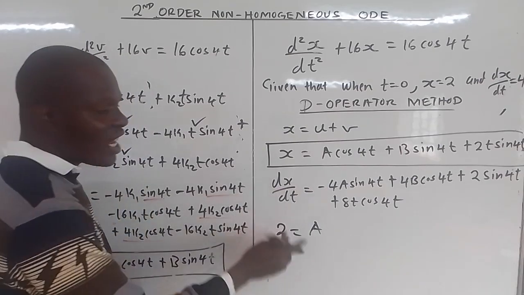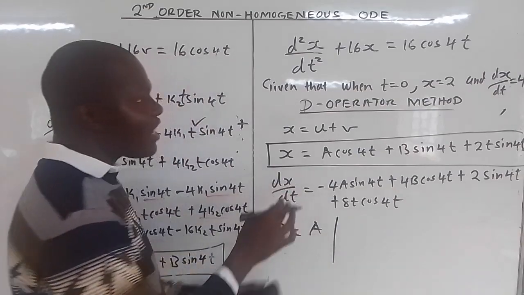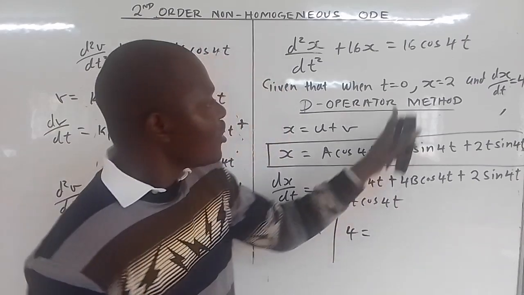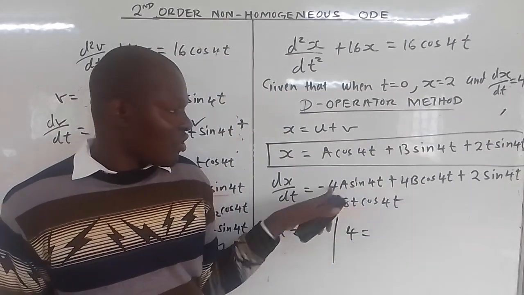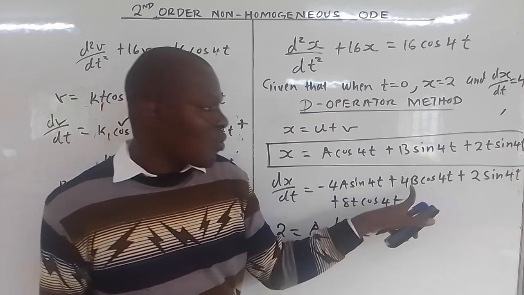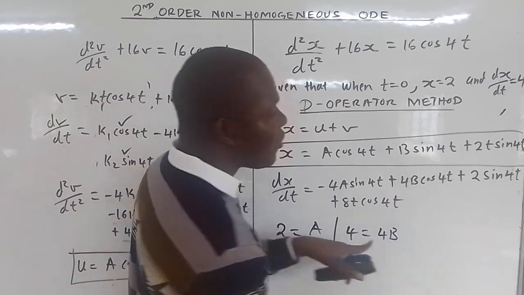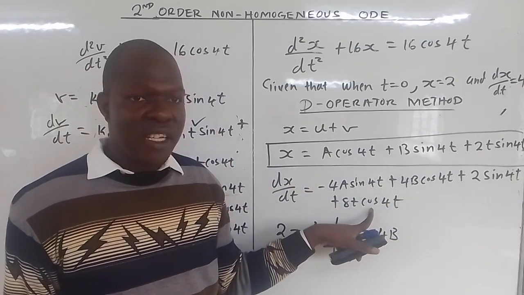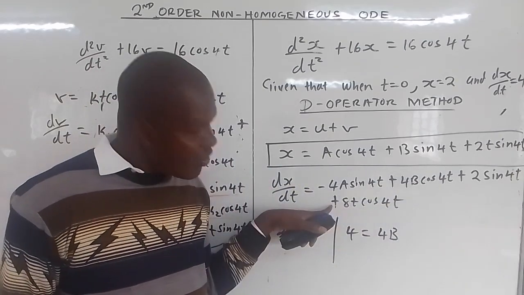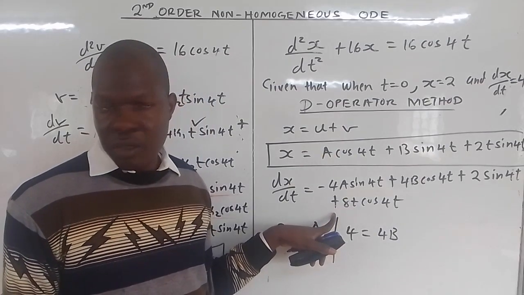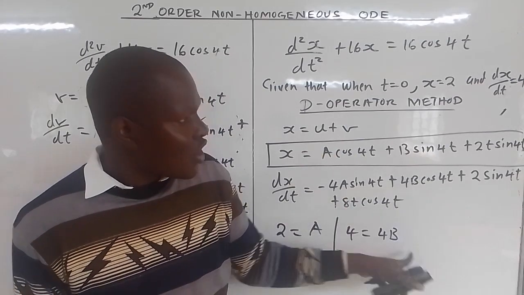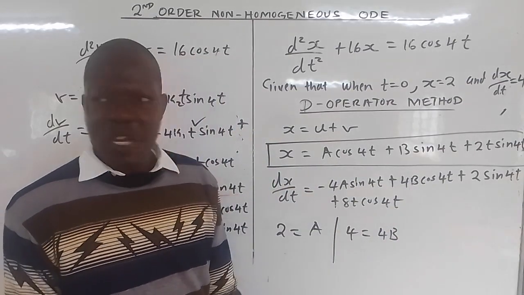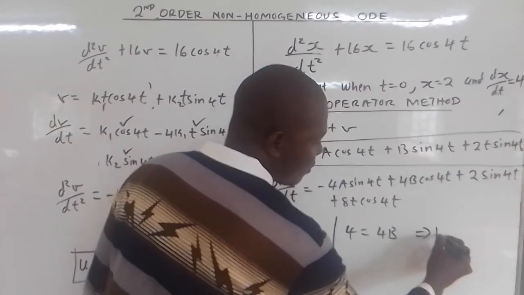You are done. You move to the second equation. dx over dt is 4. So 4 is equal to, when t is 0, sin 0, the whole of this goes to 0, isn't it? Cos 0 is 1. You remain with 4b. Where you put t, the whole of this goes to 0. Sin 0 is 0. This is 1, you remain with 4b. This is 0. Meaning we just remain with 4b. So what is b? b is 1.